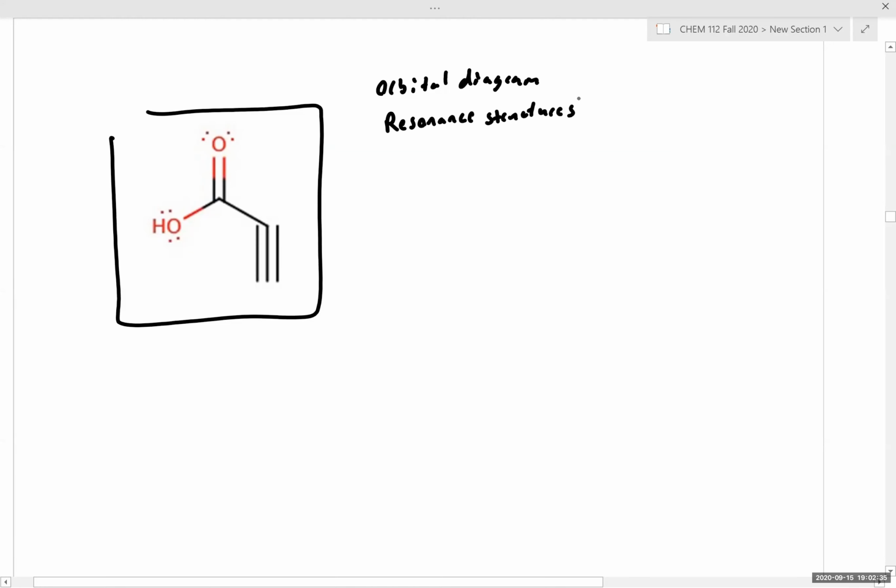And this can really highlight something that's quite important when it comes to understanding potential sites of reactivity in a molecule. So I'd like you to draw a few resonance structures for this molecule, and I'd like you to draw out the p orbitals that are involved in the resonance delocalization. And we'll discuss this example in about 3 to 4 minutes.